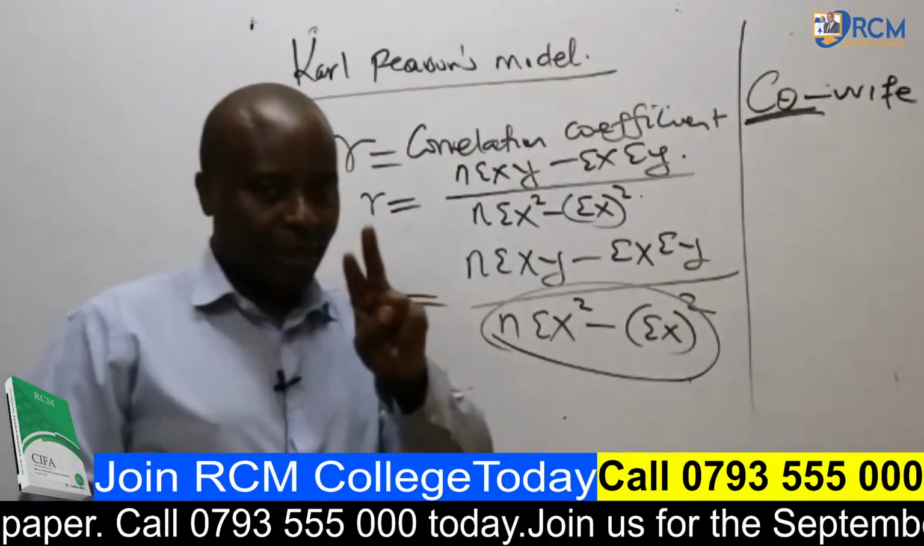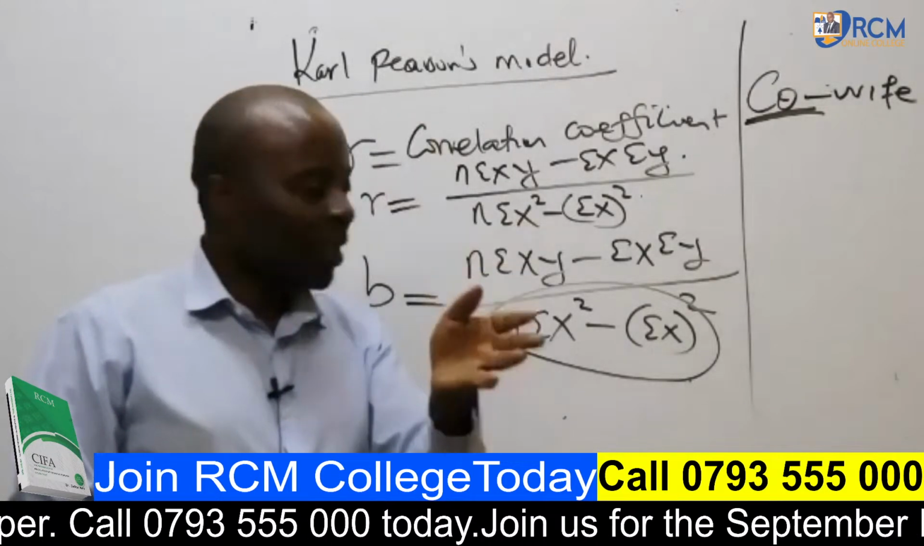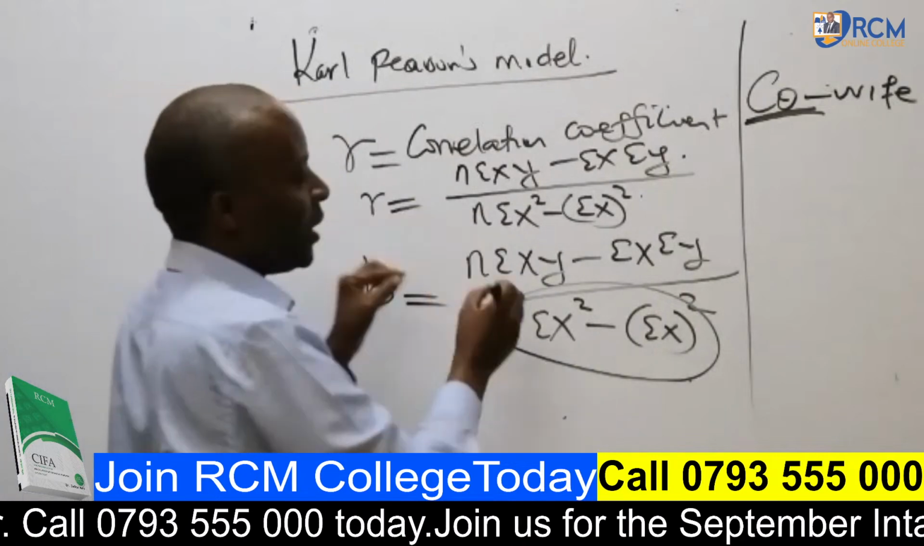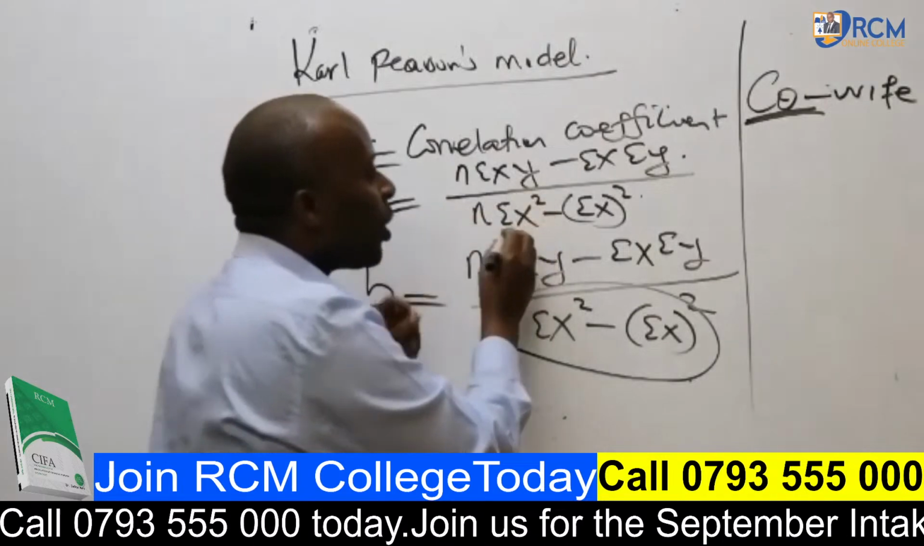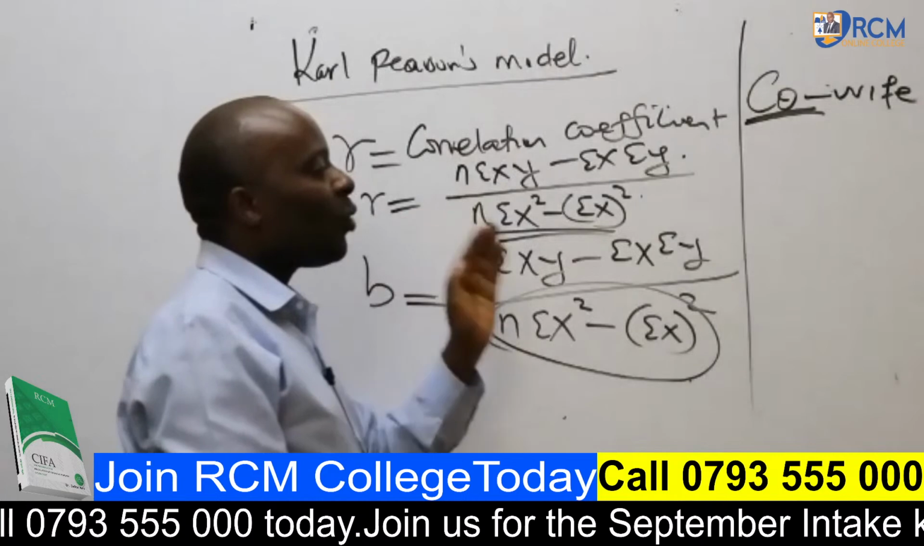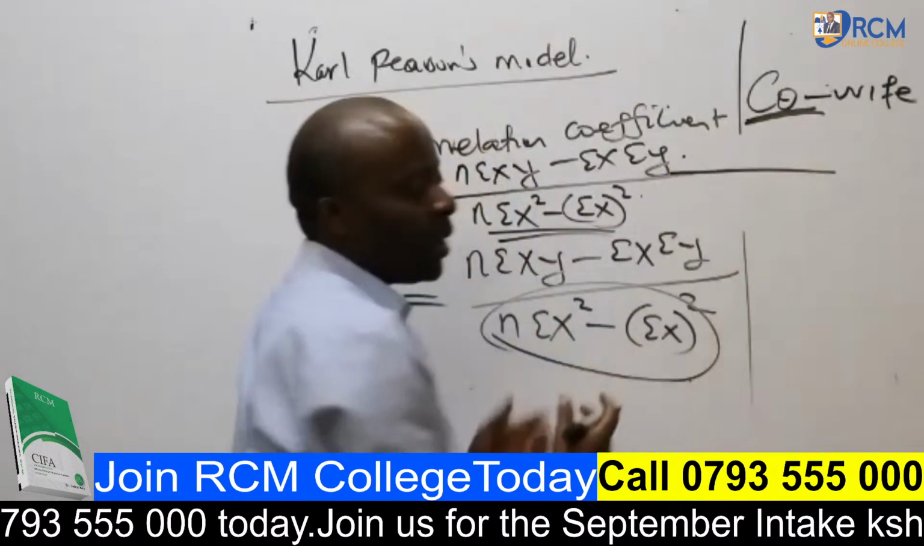Bad husbands, two or even more, like that. So the same case, when you hear correlation, the denominator cannot have x alone. Correlation, it is x and y. So you must come, ladies and gentlemen, here and expand your denominator.